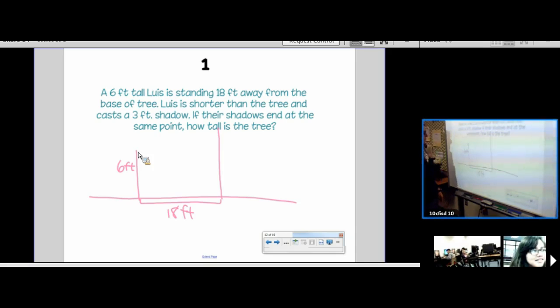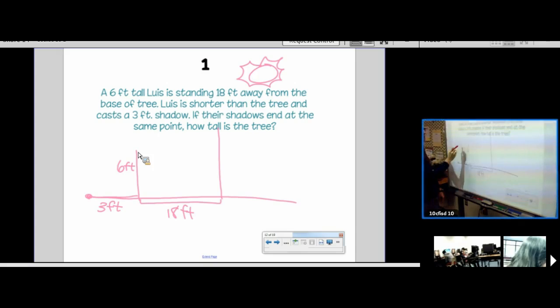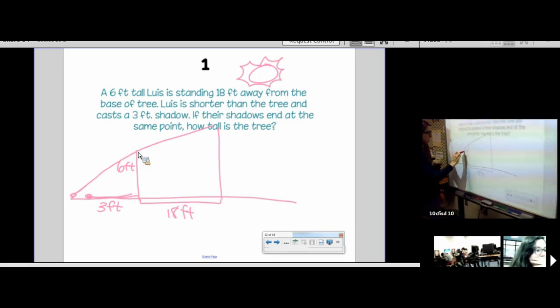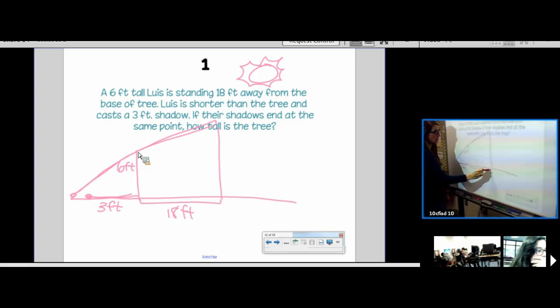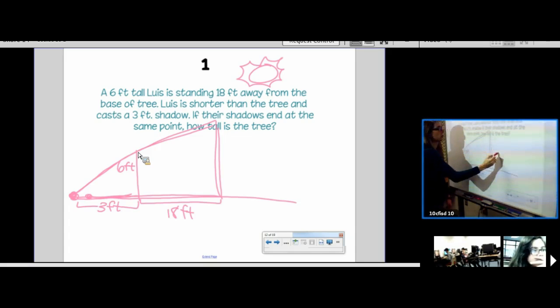He casts a 3-foot shadow. So I'm going to pretend the sun is up here. There we go. If their shadows end at the same point, I have to be careful here. There we go. Their shadows end at the same point. How tall is the tree?